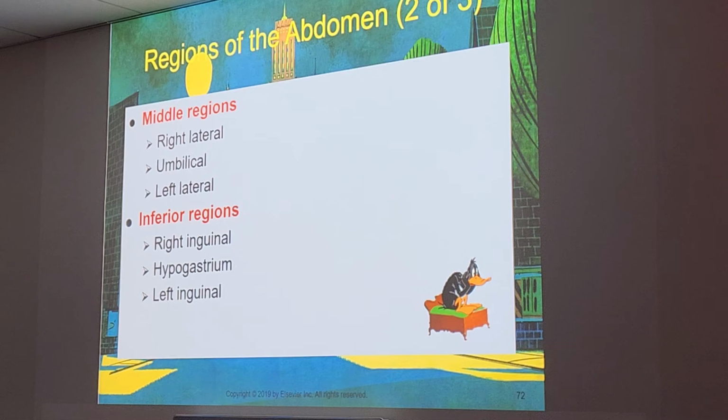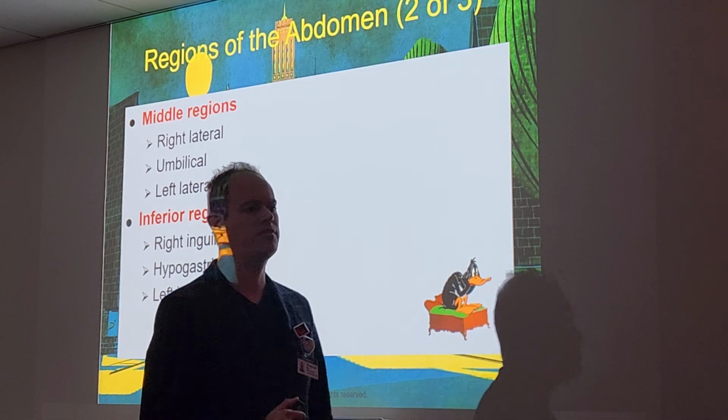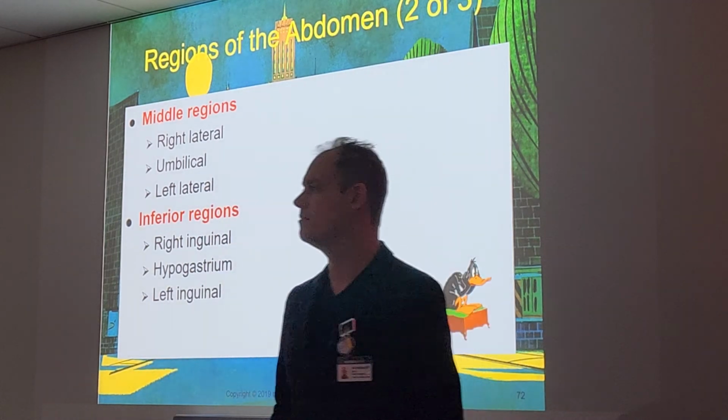We have our middle and inferior regions. This is also part of those 9 regions. Once again, we have the right lateral, the umbilical, the left lateral. In the inferior areas, we have the right inguinal, the hypogastrium, and the left inguinal regions.